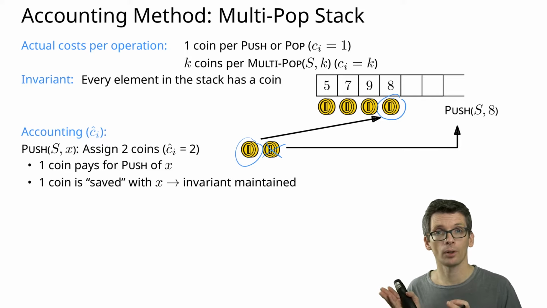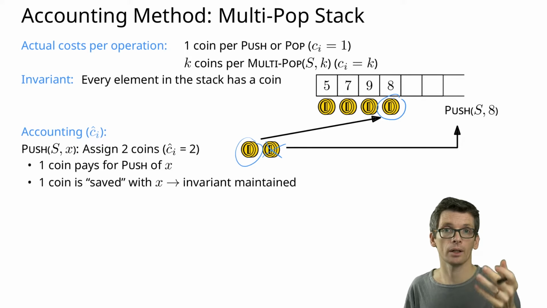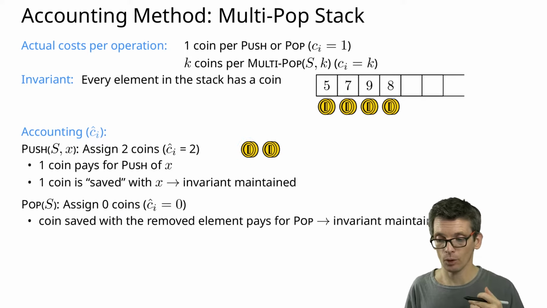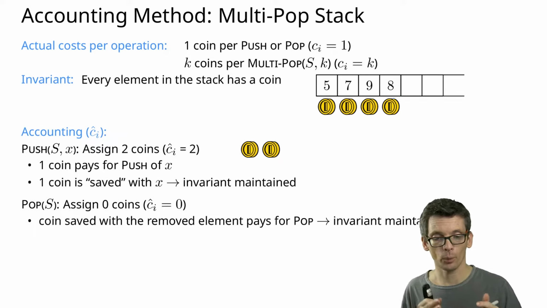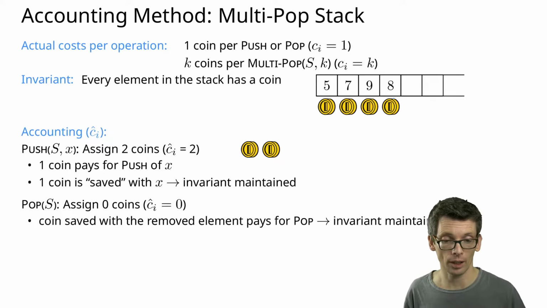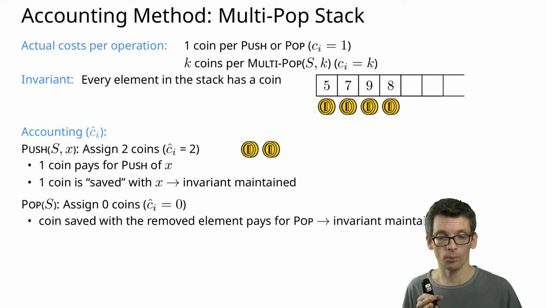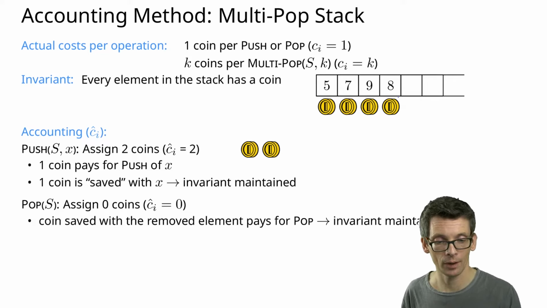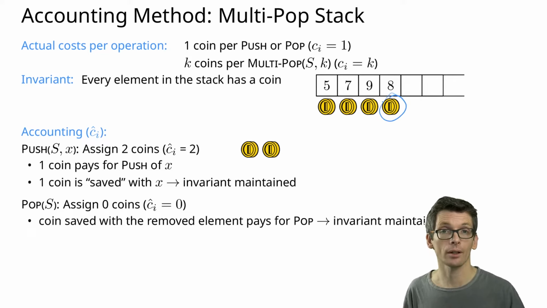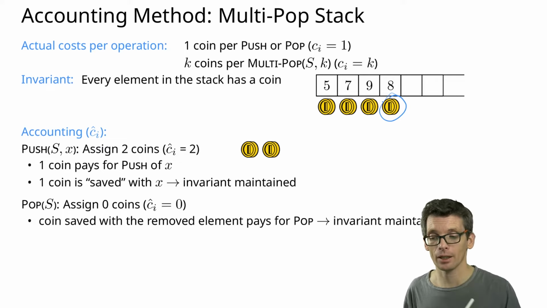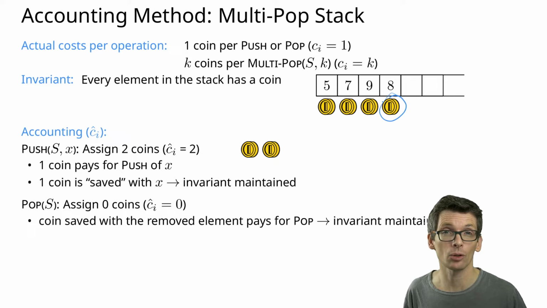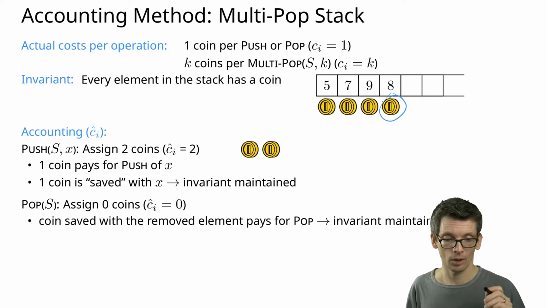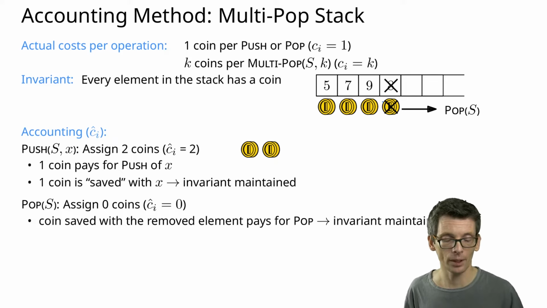Now to pop, we again need to have coins, but for pop we already have saved the coin. So if I now want to pop, let's say the 8, then I can use a coin that is already lying there. So that's why the amortized cost that I assign to a pop is simply 0. If I want to pop here, I can simply use the coin that is there.